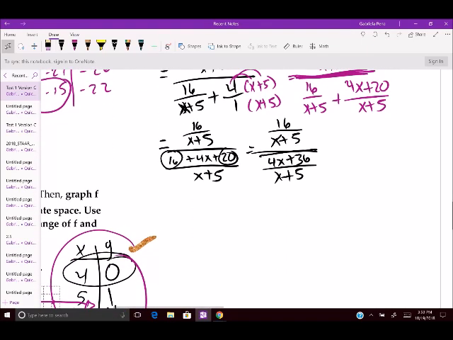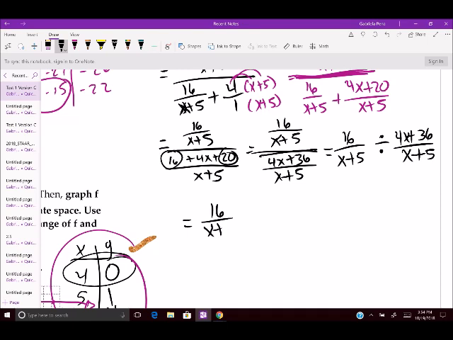Now from here, this is where I tell you to rewrite it the way they used to give it to you when you were in elementary and middle school. That divided by this. Now keep in mind that KFC rule, where you keep the first one. So we keep the first fraction, we change the division to multiplication, and we flip the second one. So once we have this, notice that these cancel. So we end up with 16 over 4x plus 36.